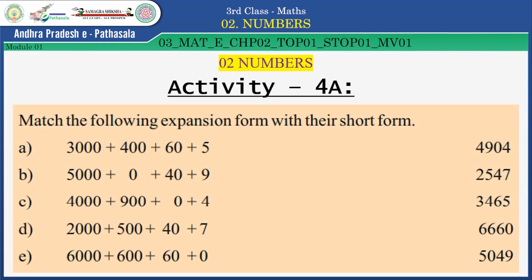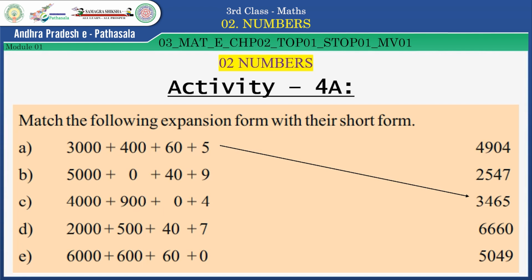Match the following expansion form with their short form. Can you match the first number with its expansion form? Yes, you are right. Because if we sum the expanded part, we get the shortened form. So, this becomes 3465. Similarly, what is the shortened form of next expanded form?